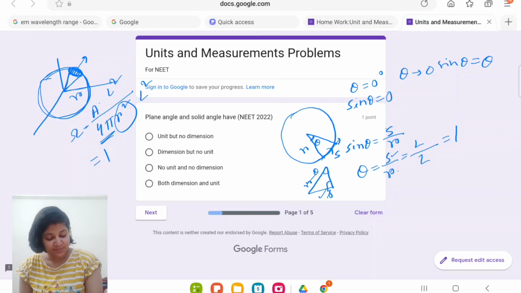If you remember, solid angle has a unit called steradian, and angle has a unit called radian. So they have unit but they do not have any dimension. So unit but no dimension. This option over here is correct. Now we'll move on to our next problem.